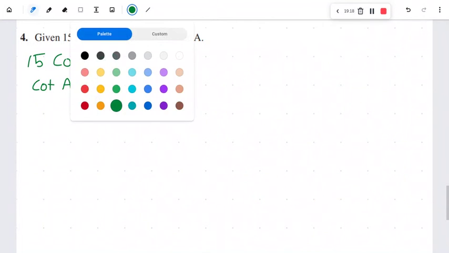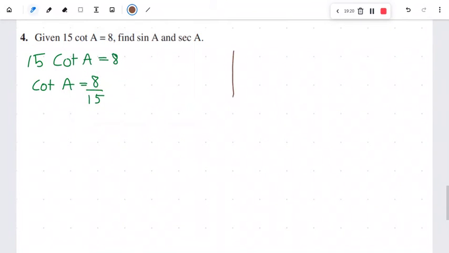Now let us draw a diagram. In the diagram, let's take triangle ABC, right angle at B. When I talk about cot A, we are doing it with respect to A. So what is cot? Cot is nothing but adjacent by opposite. Adjacent is 8, opposite is 15. So this is the first line.